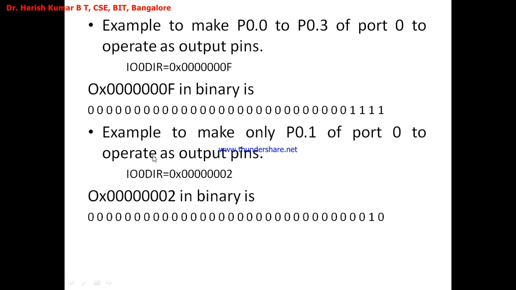And similarly I have one more example. I want to make only P0.1 of port 0 operate as the output pin. Then the value is 0x00000002, because when I write it in binary, this is 1, this is P0.0 and this is P0.1. Now we have only P0.1 acting as output pin, and the rest are all acting as input pins.